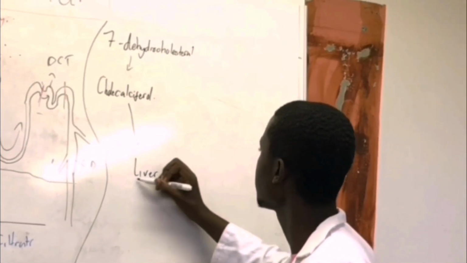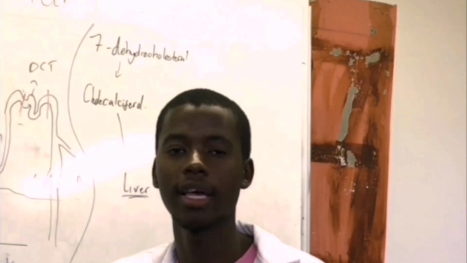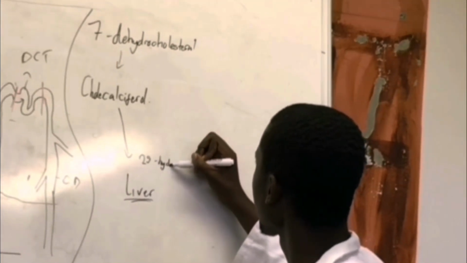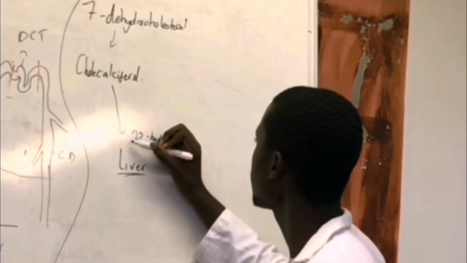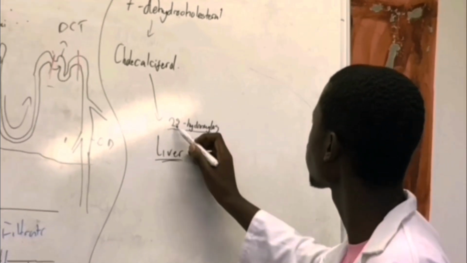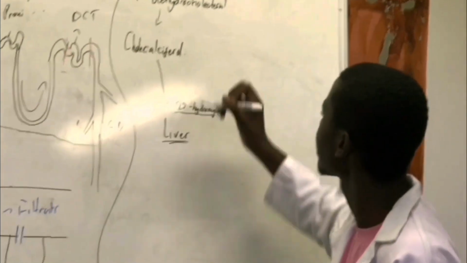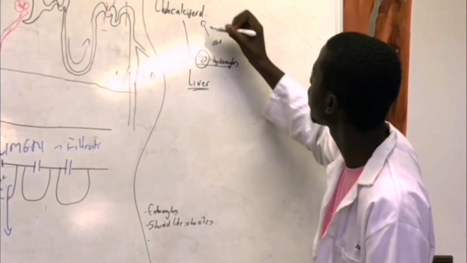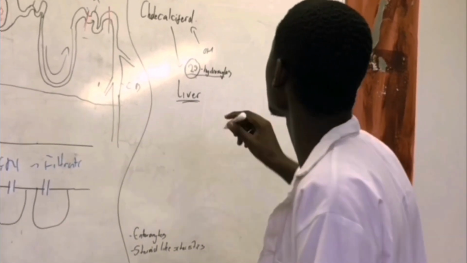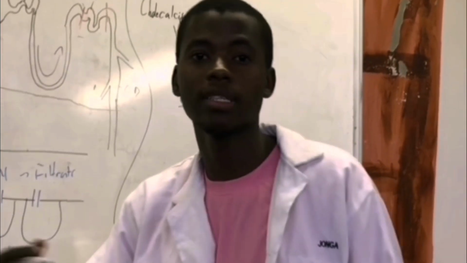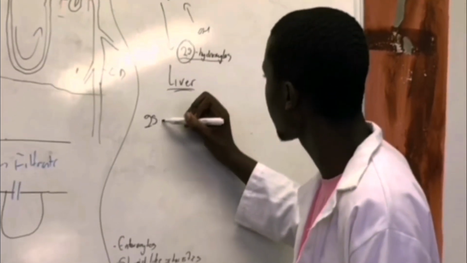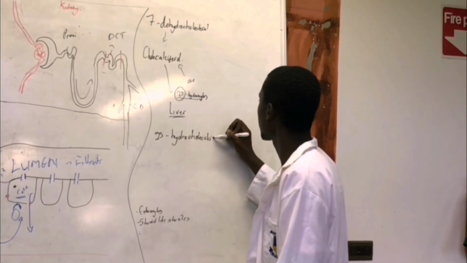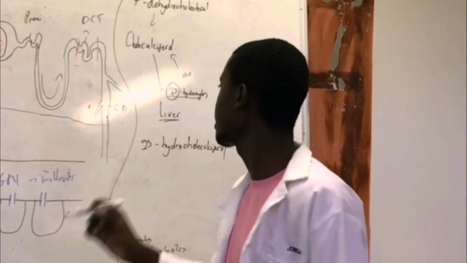Once it is in the liver, we have a special enzyme called 25-hydroxylase. And remember, this guy is in the liver. From his name, you can already tell that he's adding a hydroxyl group on the 25th carbon of our cholecalciferol. So if we add a hydroxyl group on the 25th carbon of cholecalciferol, it becomes 25-hydroxycholecalciferol. This is in the liver.